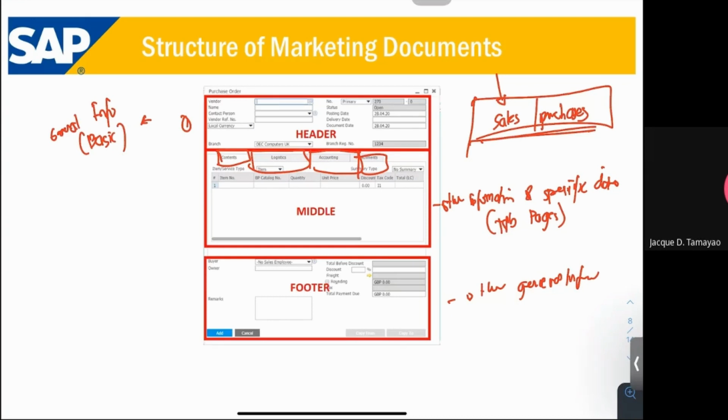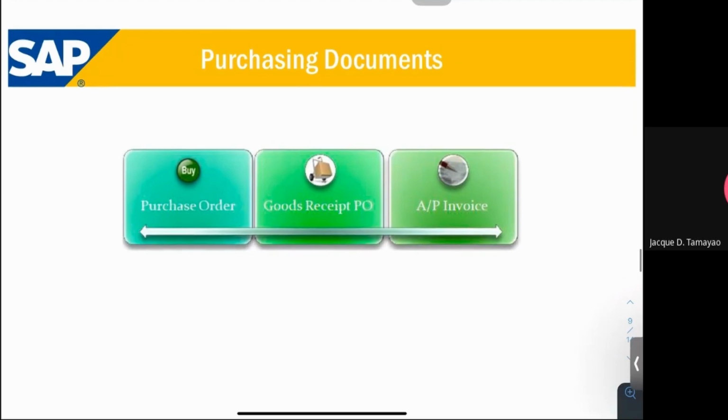So after knowing the structure of marketing documents, we go now to one process or automation of SAP. That is the purchasing process through SAP. So how do we do the purchasing process in SAP? The purchasing process starts with your purchase order. Of course, the purchase order lists down your supplier name or your vendor name and the items to be purchased. After that, this will be sent to your supplier. And after it is sent to your supplier, the supplier will, of course, supply the service or the goods.